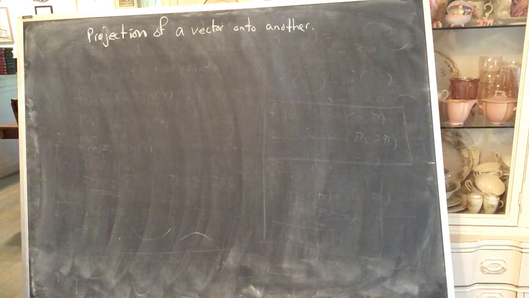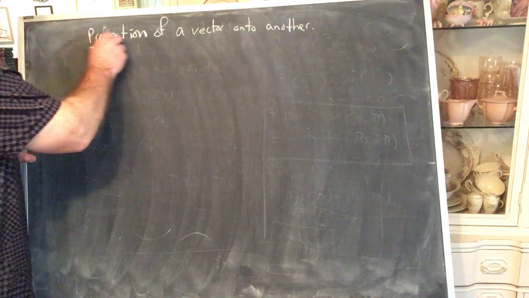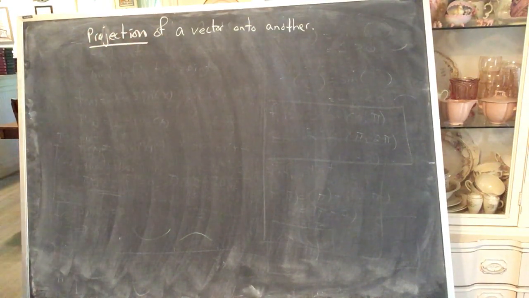All right, our next notion when we're talking about vectors is the projection of one vector onto another. The projection of a vector onto another. Now first I want to draw a picture of sort of what this represents, and then we'll work a couple computations to get a feel for that.